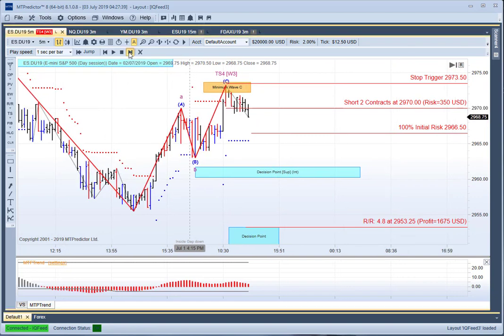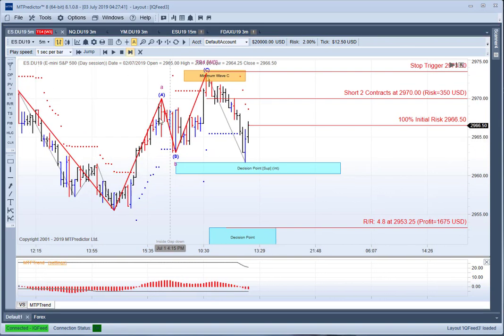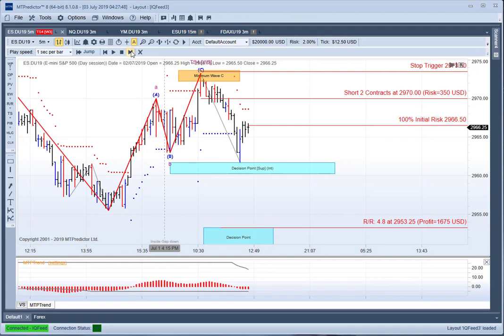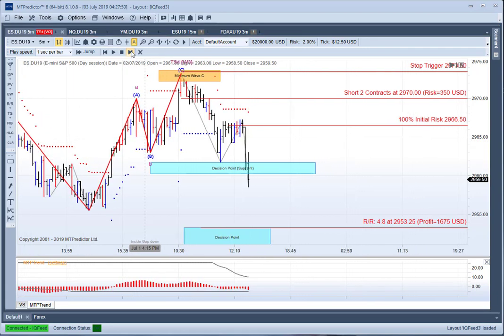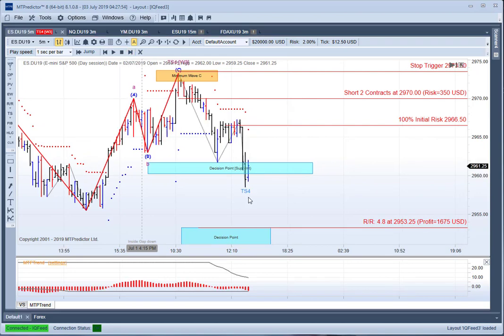So if you go forward, you can see the market starts to decline really nicely. It just about tags it there, just about hits that level there. It then comes back up again, and then goes to that level, and then makes a TS4 setup. So it makes a buy setup in the opposite direction. So there's a couple of things you could have done here.